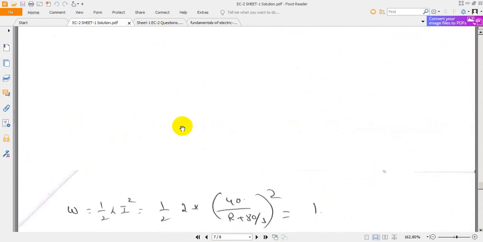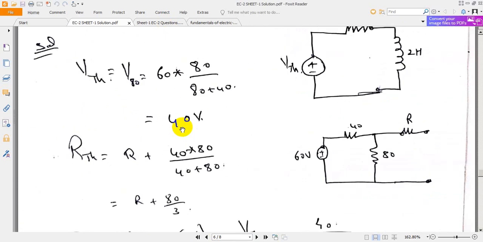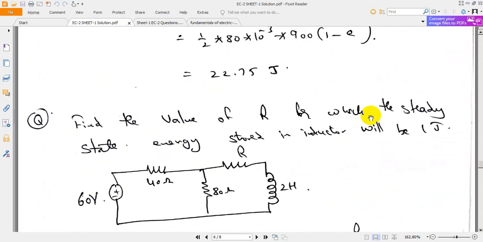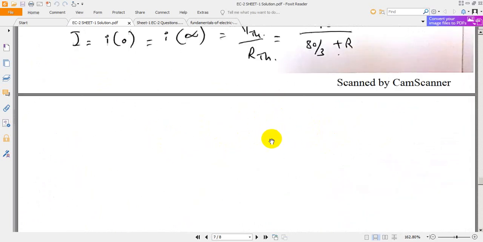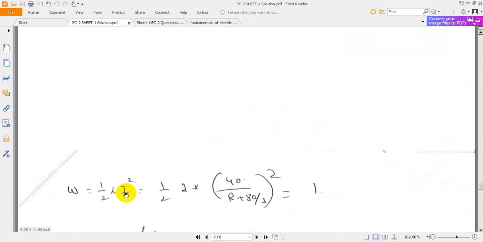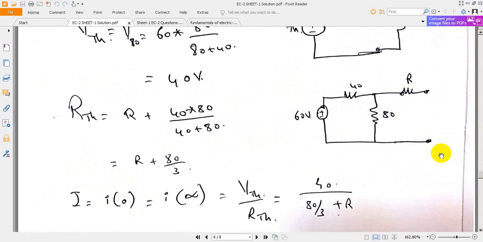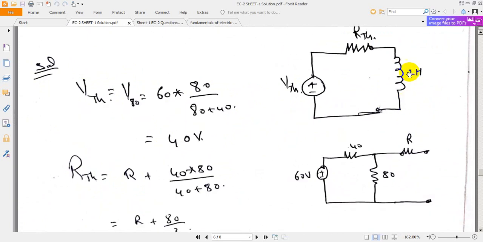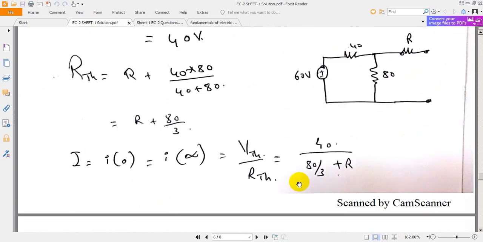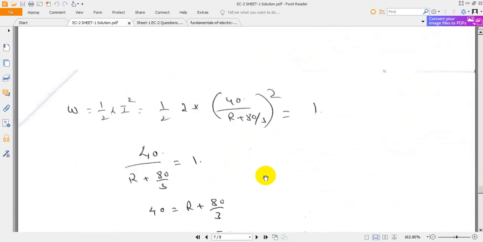what has been given? It has been given that we need to find the value of R for which the energy stored in the inductor will be 1 joule. To calculate energy, we want I. So I has been evaluated here, the value of the current under this inductor, which is equal to 40 by 80 by 3 plus R, and the energy is given by half Li square.